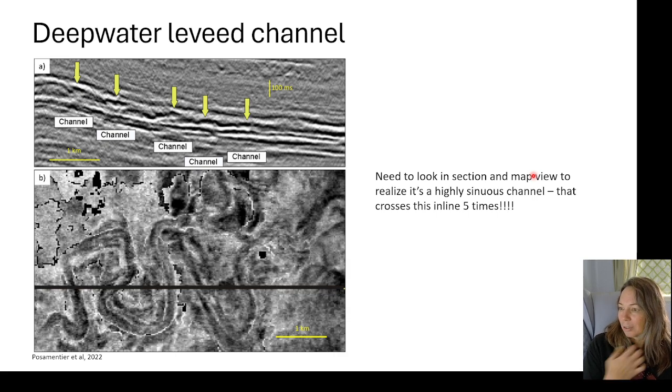Here's a deep water levee channel, not the highest resolution, but you can see we're pretty zoomed in. This yellow bar is just 100 milliseconds. When we look at it in the vertical section and then the time slice, in the vertical section we see a lot of these little disruptions that, over time, knowing your system, you'd be able to recognize as potential channels. And so it's like, okay, well, are we looking at 5 or 6 different channels here?